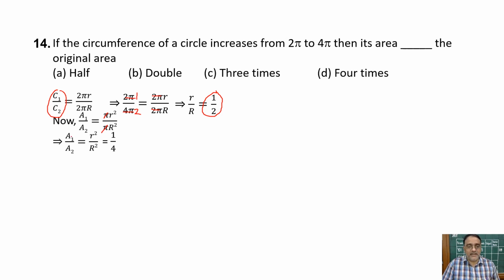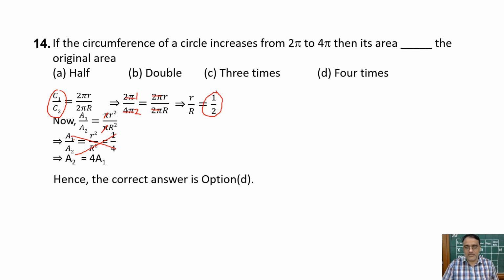After that we will cross multiply. So A2 we will get 4 into A1. So that means the area becomes 4 times the original area. So the correct option is D. This is clear? Yes, sir.